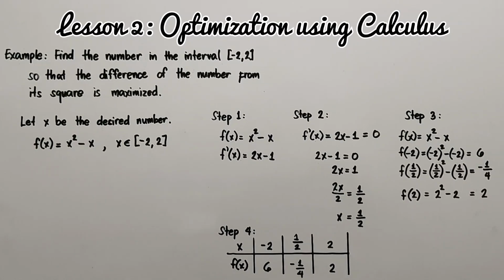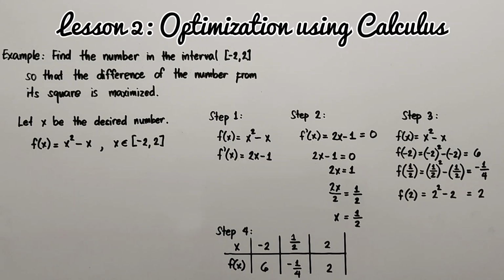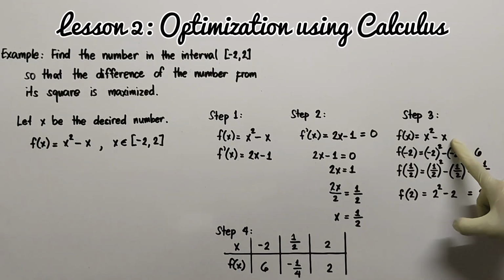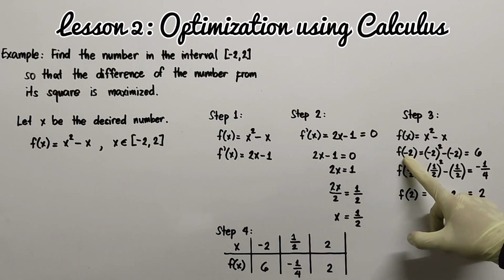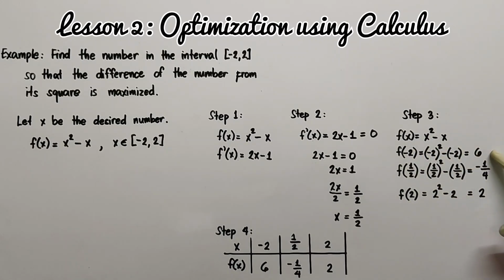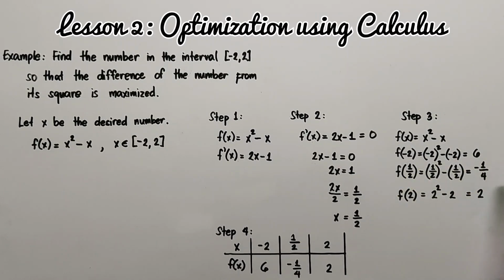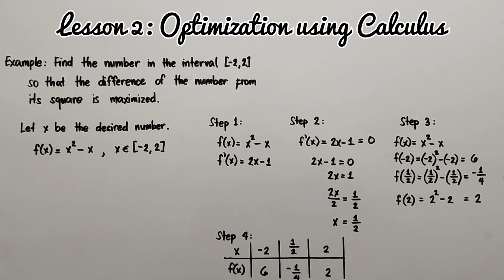For step number 3, we will compute the functional value of the endpoints negative 2 and positive 2 and the critical number 1/2. From the original function x squared minus x, if we change x to negative 2, we have positive 6. For f of 1/2, we have negative 1/4, and f of 2 is positive 2. By that, we generate the table of values on step 4.